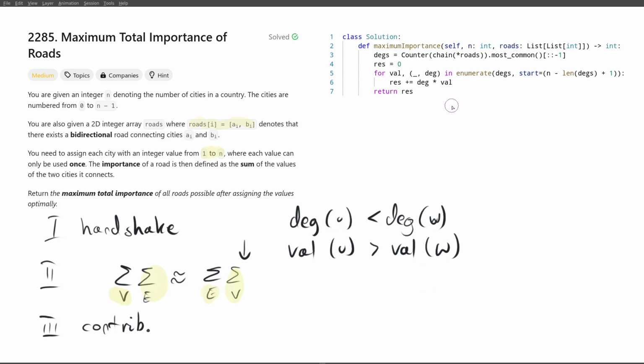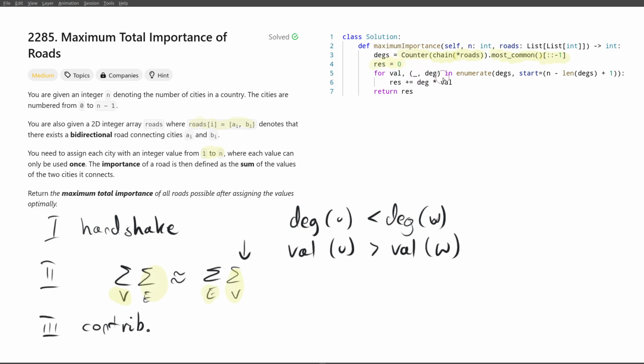First of all, we want the degrees of all the nodes. So we can use the same thing that we used yesterday. We take the roads, we unpack them, we chain them, so we create essentially an iterator over all the vertices in every edge. We flatten the list of edges. We initialize a counter over those, so now we know how many times every node appears in that list, which is just the degrees of all the nodes. We take them, sort them by their degree in ascending order.